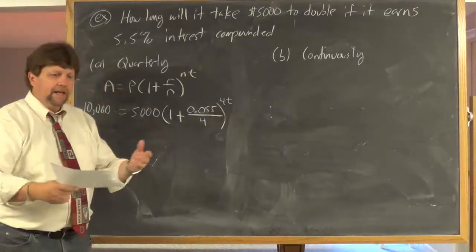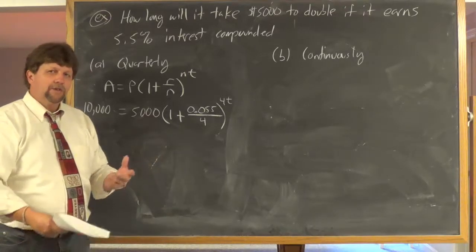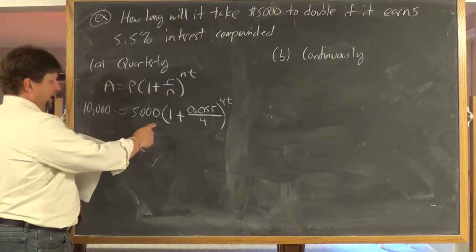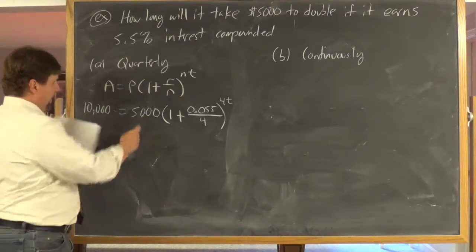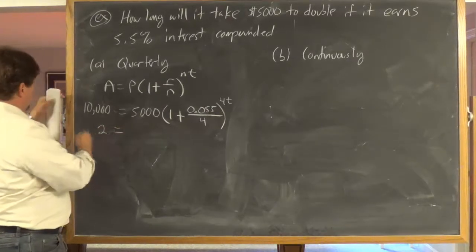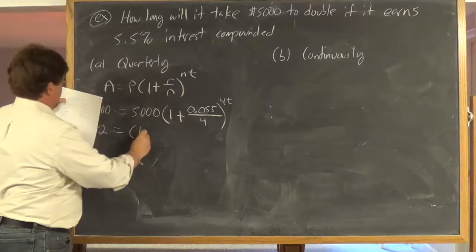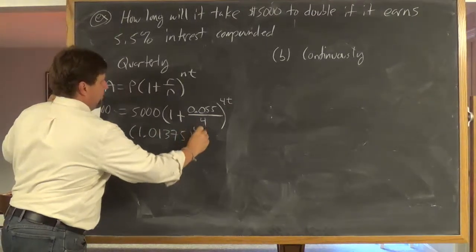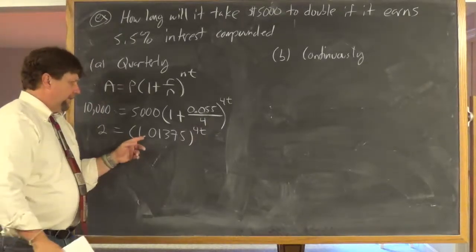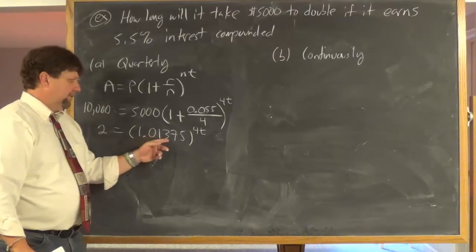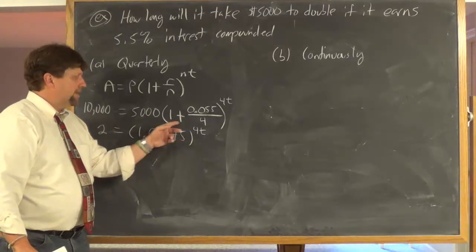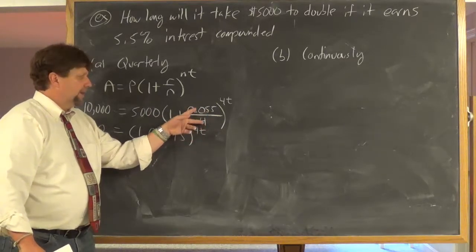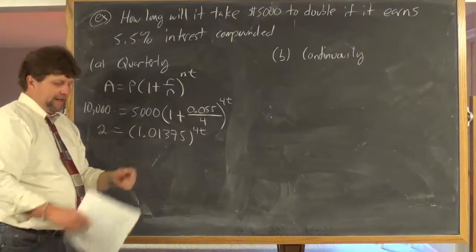But folks, it's just an exponential equation to solve, no different than the ones we just looked at. I would start off by dividing both sides of this equation by 5,000. So I get 2 equals 1.01375 to the 4t power. If you're wondering where in the world this 1.01375 came from, I just simplified this. I did 1 plus 0.055 divided by 4, added the 1, and that's what I get.